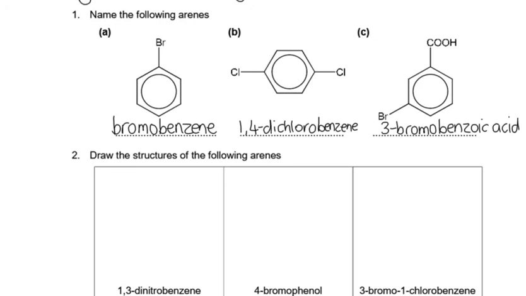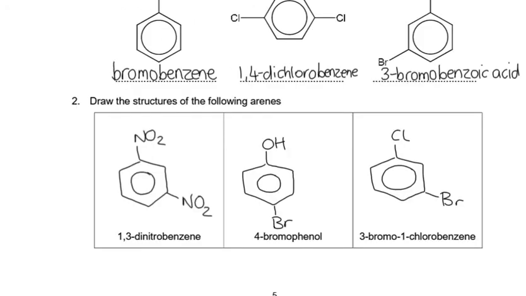Have a go at these next 3 that you have to draw from the name. So there we go, we've got 1,3-dinitrobenzene. When we have to draw 4-bromophenol, we draw phenol, like at the top of the page, then we put a Br on number 4, and then 3-bromo-1-chlorobenzene. And that would be perfectly acceptable to be called 1-bromo-3-chlorobenzene as well. Both of those would be correct. But it must be in alphabetical order.